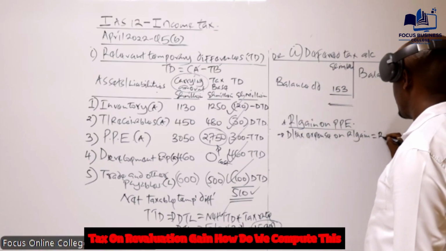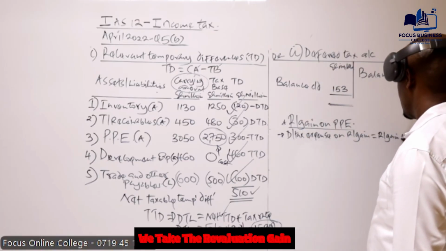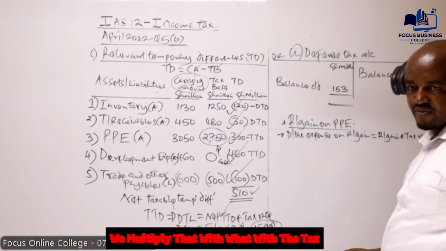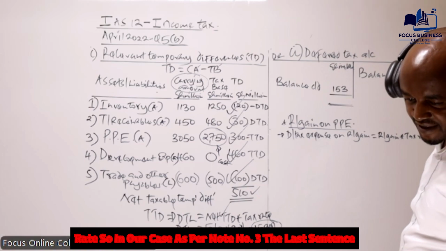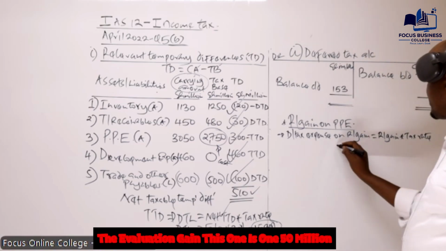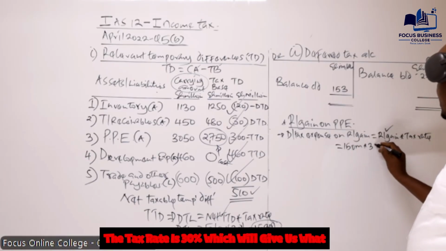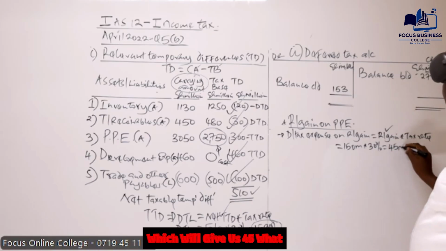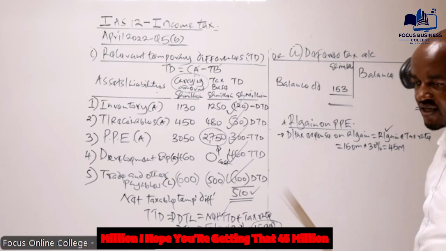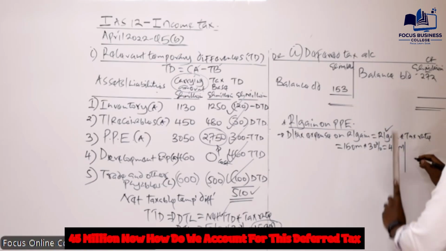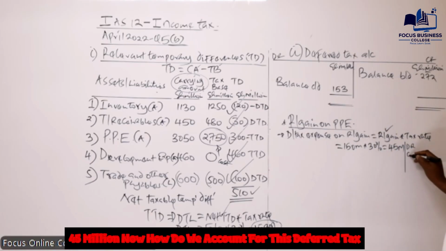So how do we compute deferred tax on revaluation gain? We take the revaluation gain and multiply it by the tax rate. In our case, as per note number 3, the last sentence, the revaluation gain is 150 million. The tax rate is 30%, which will give us 45 million. I hope you're getting that. 45 million.